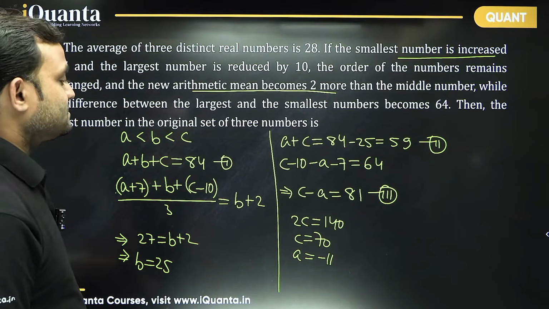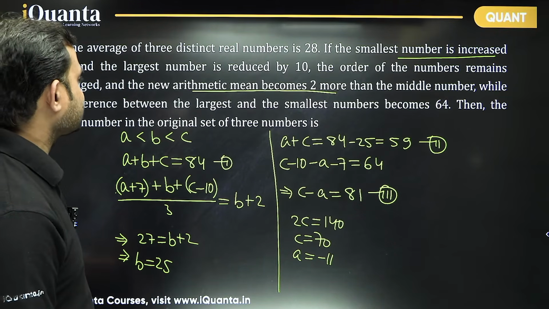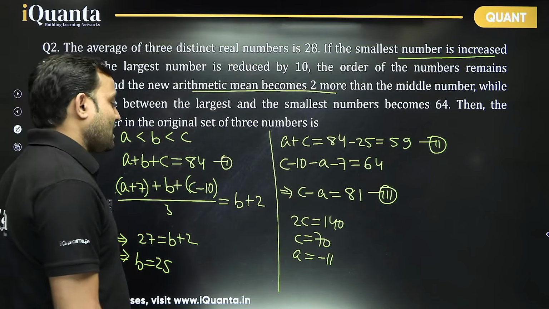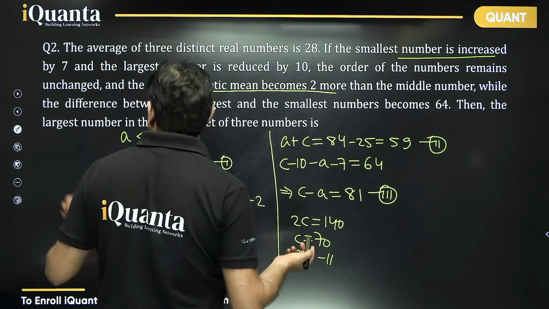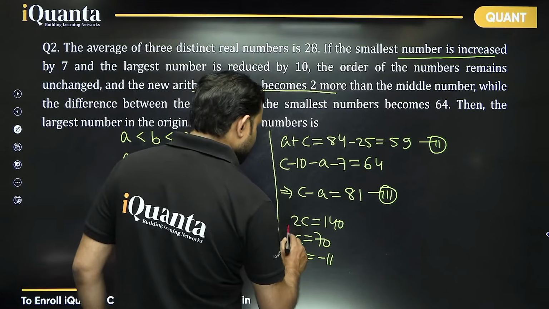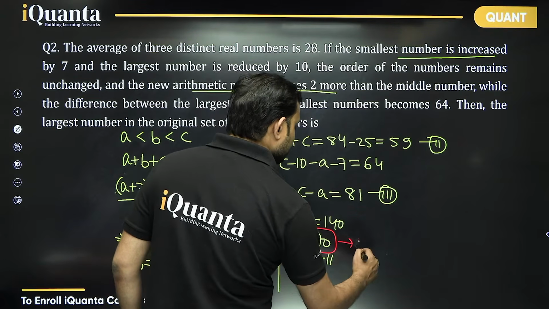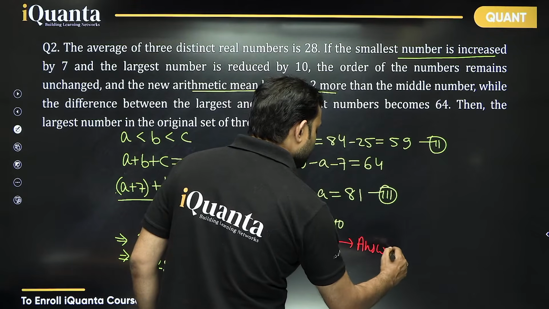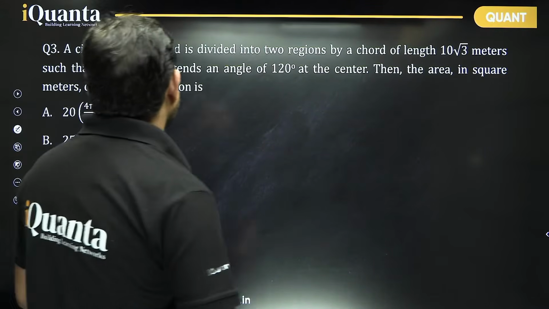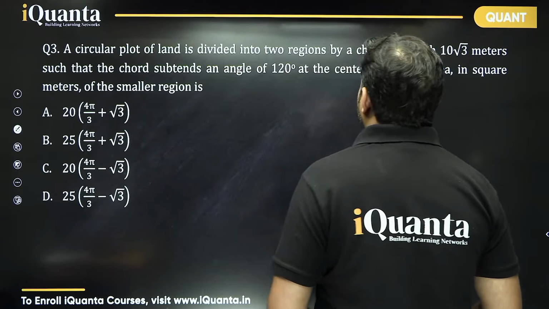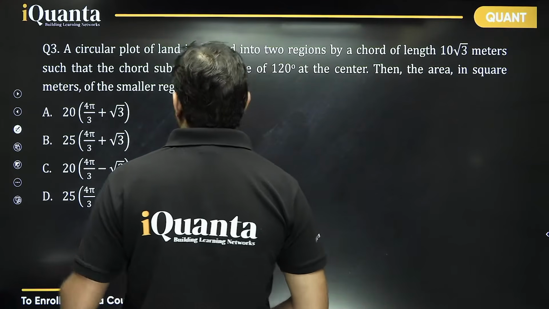It asks for the largest number in the original set of 3 numbers, which is C. So C is nothing but 70, and that will be our answer. Our answer is 70.